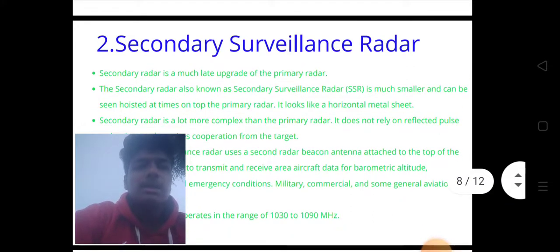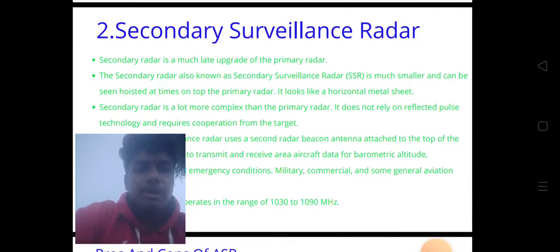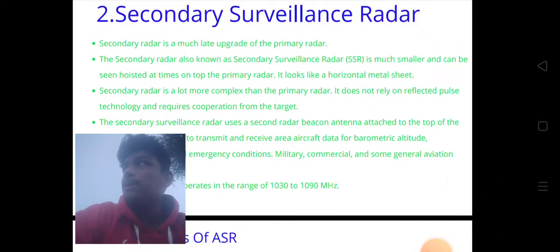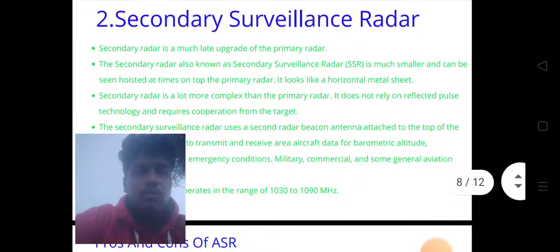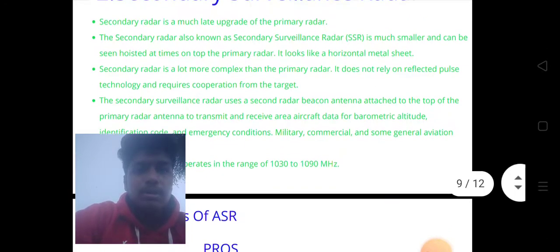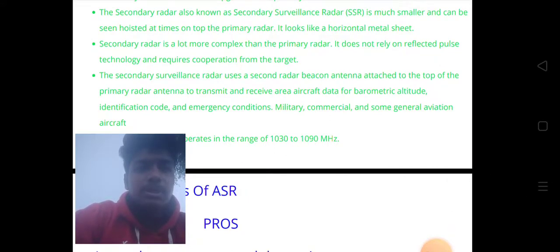So second is secondary surveillance radar. Secondary surveillance radar is a little bit of an upgrade of primary radar. We just need some cooperation from the aircraft to receive data. It is not like primary. The secondary radar, also known as SSR, secondary surveillance radar, is a lot more complex than the primary radar. It is hard.